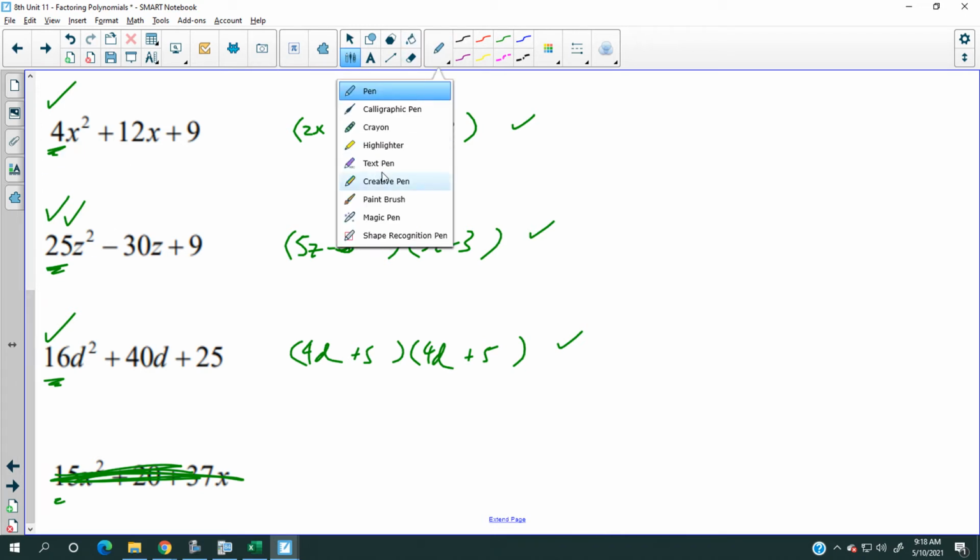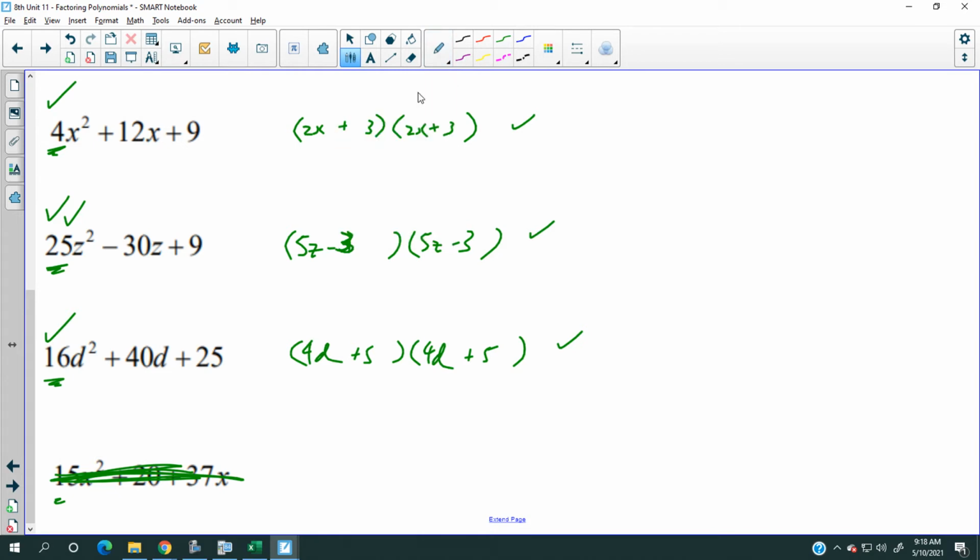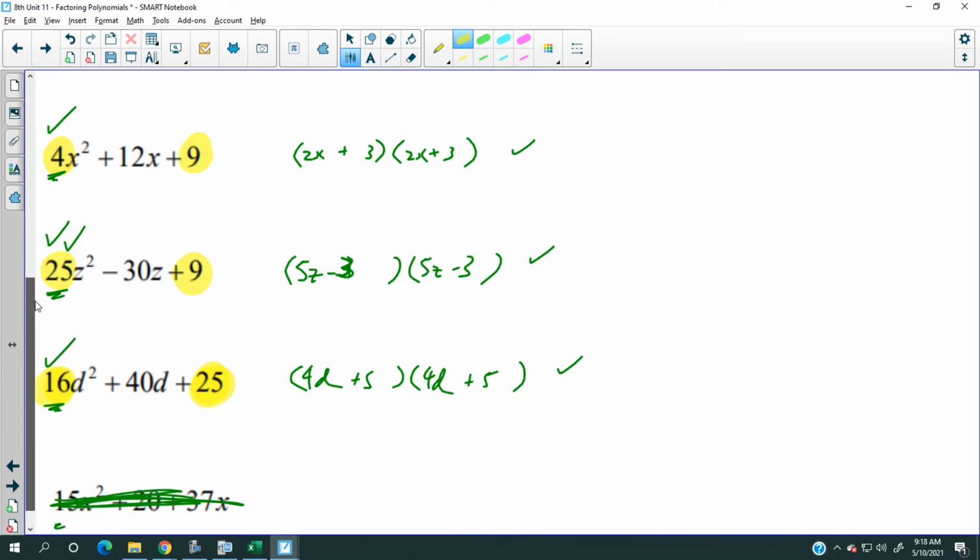Let me use my highlighters. The telltale sign, something like this. If that's a perfect square, and that's a perfect square, and perfect square meaning you get 2 of the same whole number as an answer if you take a square root. 16 and 25, yeah, they're both perfect squares. 25 and 9, both perfect squares. 4 and 9, both perfect squares.